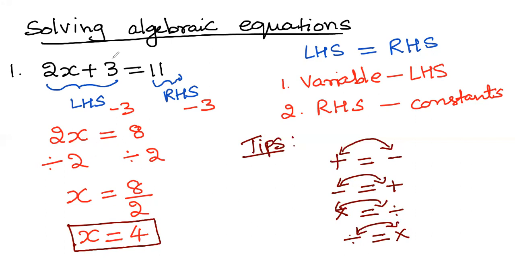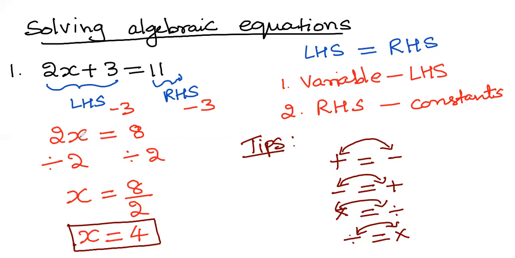So let me explain this with the example I did just now. Here we have plus 3. When it goes to the other side, because we are adding 3, we have to subtract. And that is what we did. So 11 take away 3 is 8. So we got 2x equal to 8.